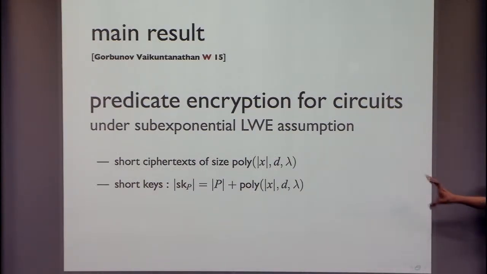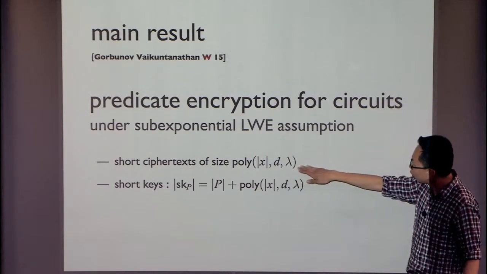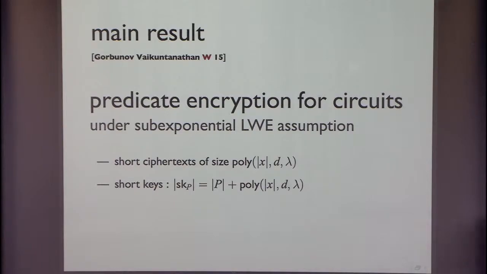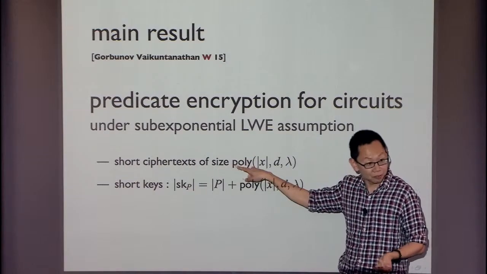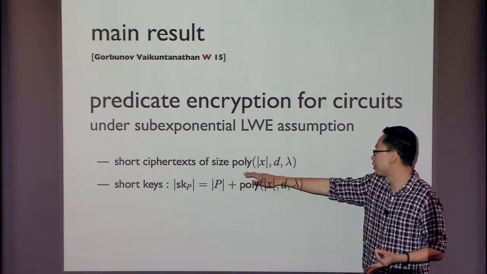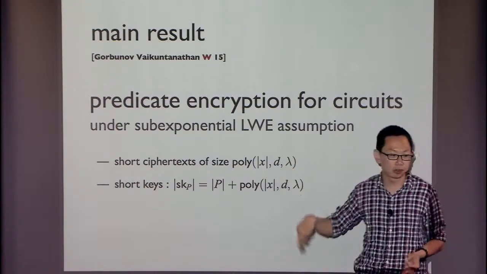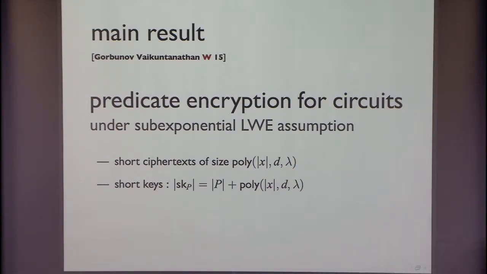Let me say a bit about the parameters of the schemes. So we get short ciphertexts and short keys. The parameters are essentially inherited from the ABE schemes. We have short ciphertexts whose size depends polynomially on the bit length of the attribute X, on the depth of the circuit, and on the security parameter. The keys also have this very nice property. Not only are the ciphertexts short, the encryption algorithm also runs in time polynomial in these parameters. This is a notion of compactness, which people have been using lately to build more complex primitives, which I'll talk about later in the talk.